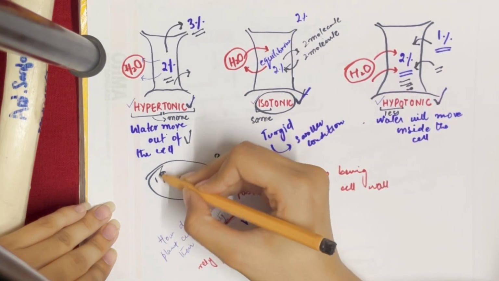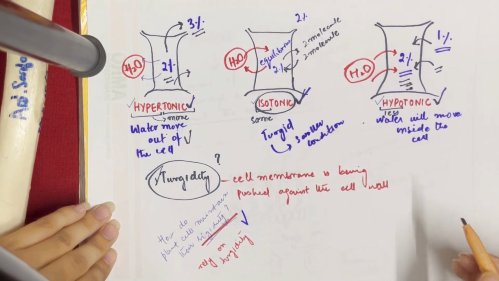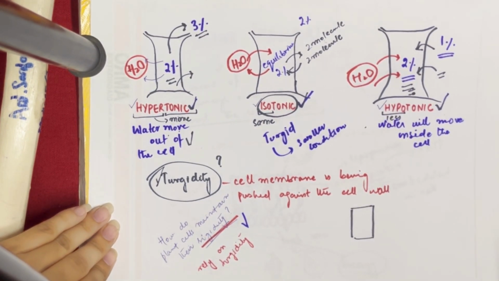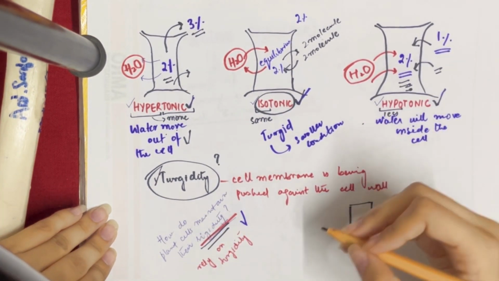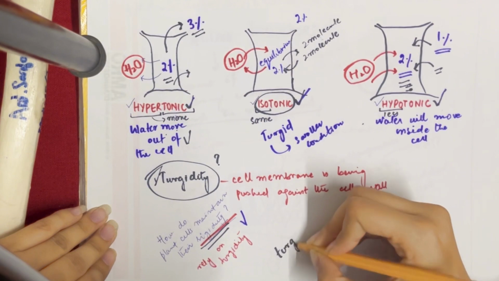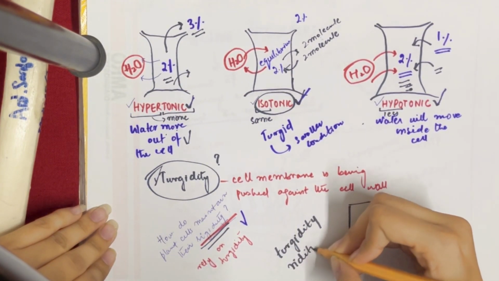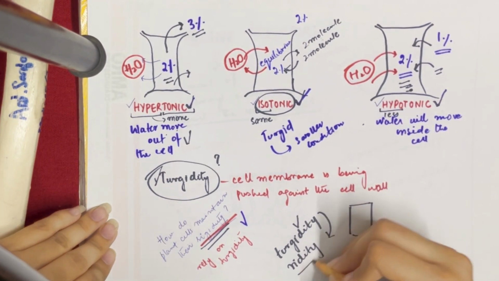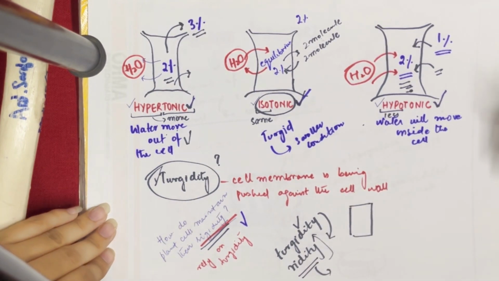Let's learn about the term turgidity. Turgidity means when a cell membrane is being pushed against the cell wall and the cell becomes very rigid. This is what you mean by turgidity. How do plant cells maintain their rigidity? Turgidity and rigidity are very much linked together because they both work simultaneously. Whenever there is turgidity, it often gives rigidity, and whenever there is rigidity, the cause of the rigidity is the turgidity. This is what you mean by turgidity and rigidity.